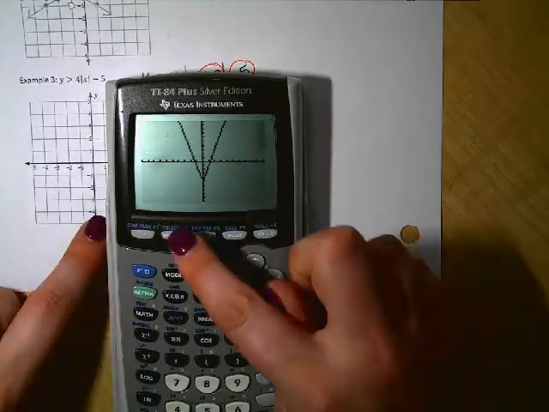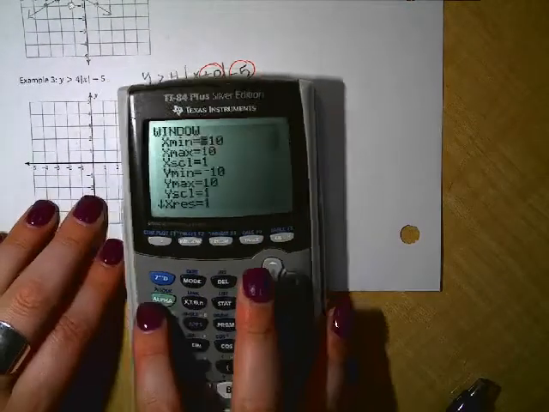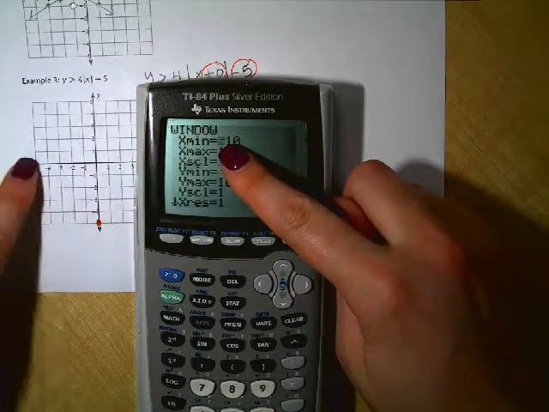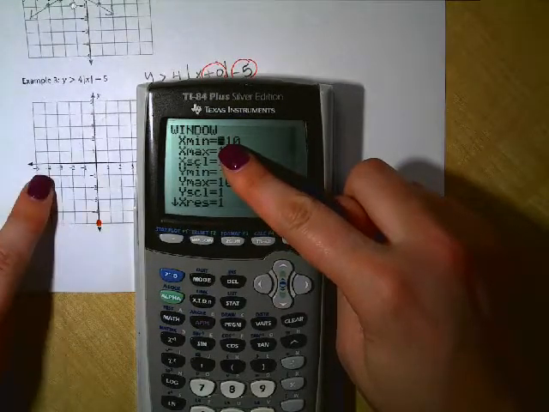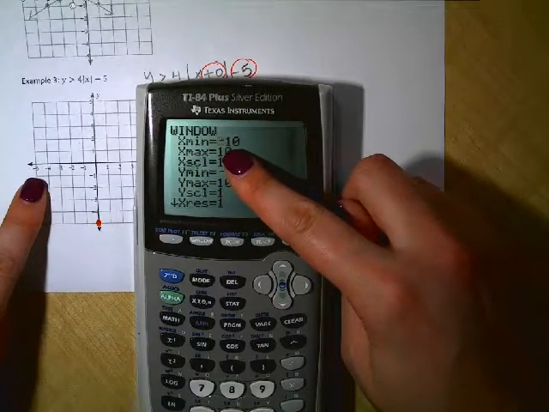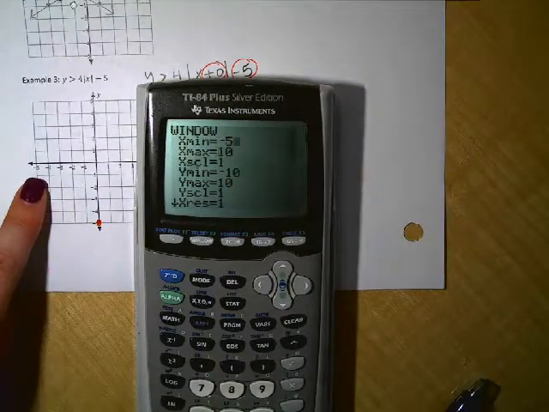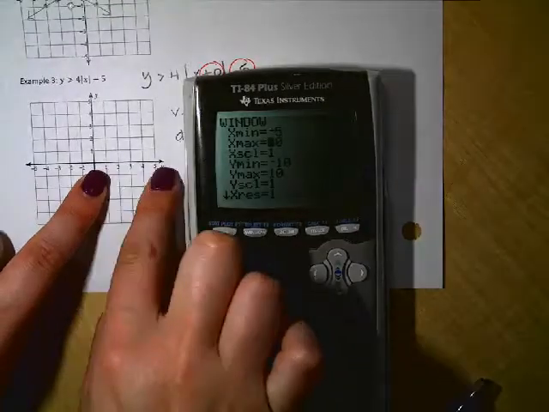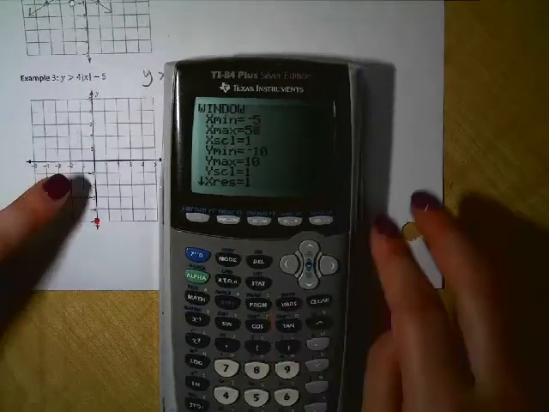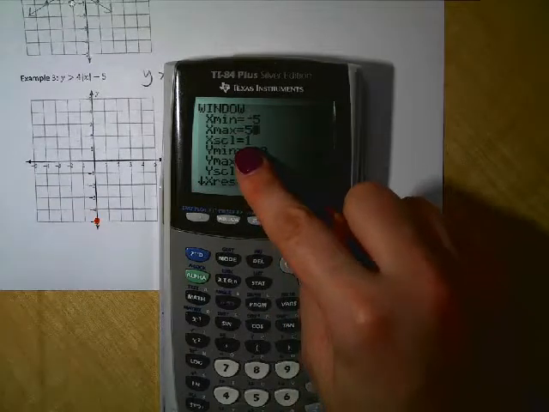All right, so hit the window button. When it says X min, it's telling you how far to the left on the x-axis you go. So what should we change it to make it match our graph? 5. Okay, so I'm going to type negative 5. What about for X max? 5, okay. X scale just means that it goes by ones.